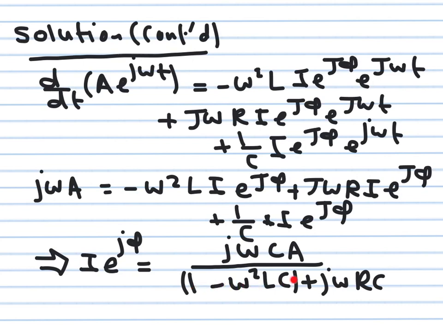Remember, when we have two numbers divided by one another, the total angle of this complex number is the angle of the numerator minus the angle of the denominator. The angle of the numerator here is pi over 2 because of this j. The angle of the denominator is the inverse tangent of omega RC divided by 1 minus omega squared LC. It is the inverse tangent of the imaginary part divided by the real part.